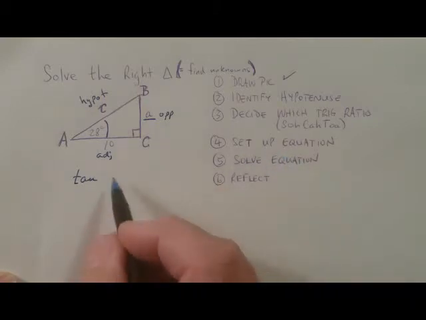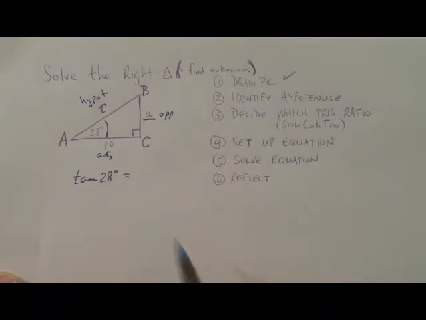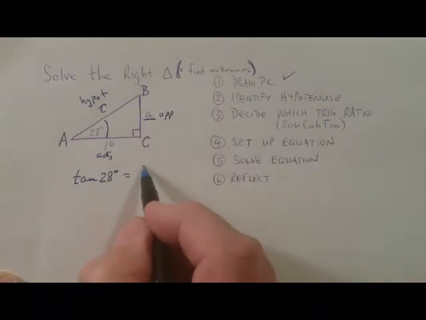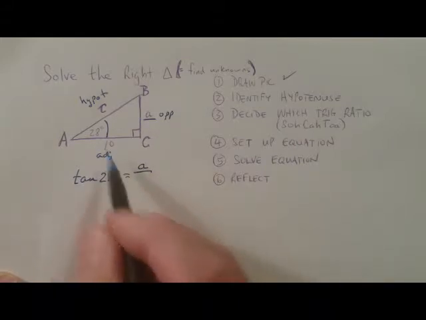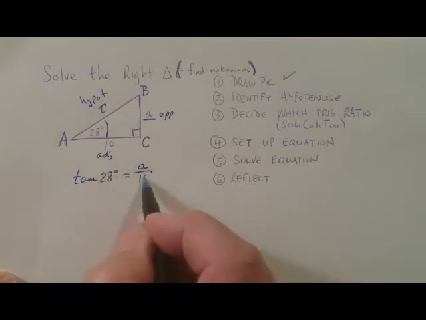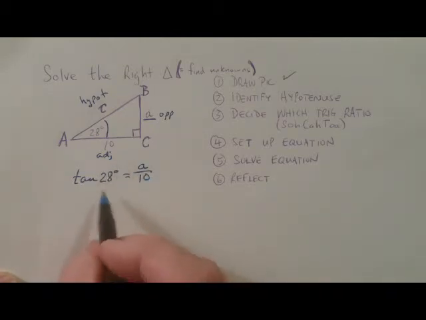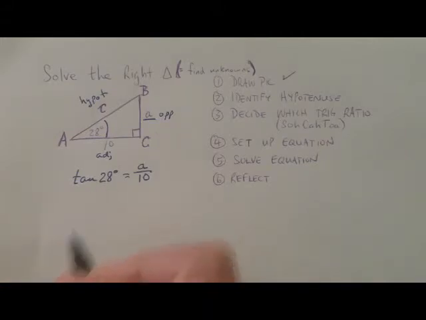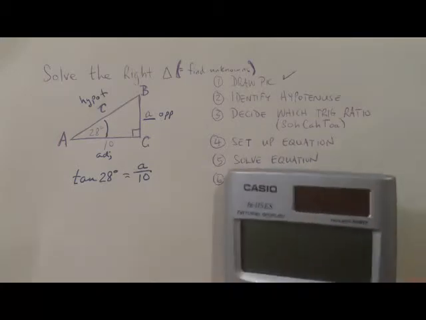So now we're going to set up the equation, step 4. The tangent of the angle, 28 degrees, equals opposite, which is A, over adjacent, which is 10. And now we need a decimal approximation for tangent 28. Now you can go to a trig table like we've been doing, or you can put it in a calculator.